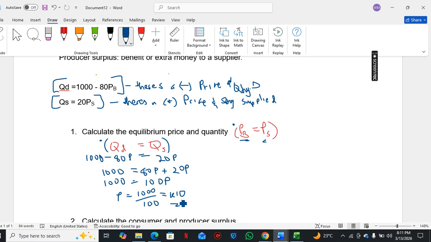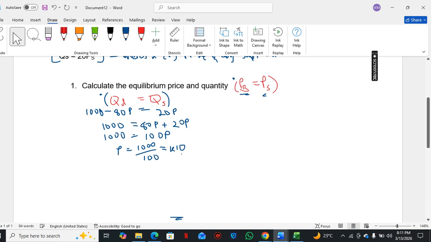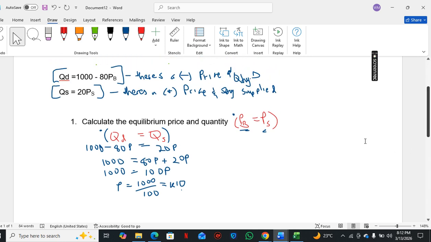Okay? This is our equilibrium price. This is how much the customers are paying for the goods. Do we have any questions here? Are there any questions? Okay. Now you have to calculate the equilibrium quantity.